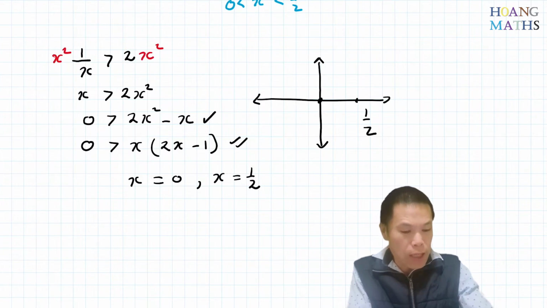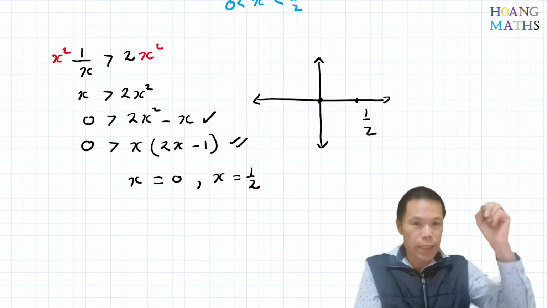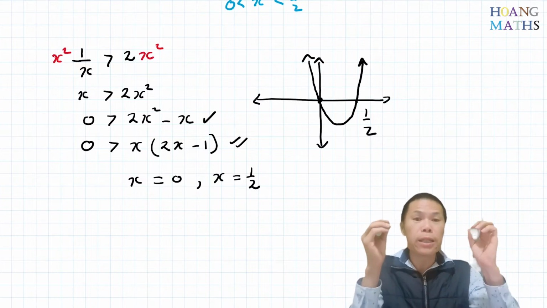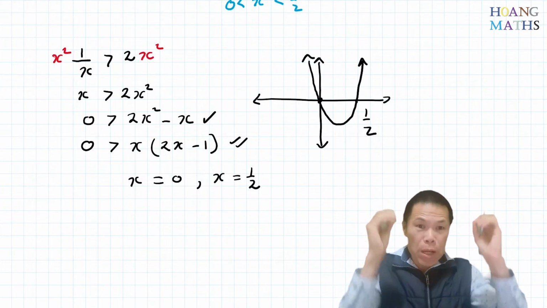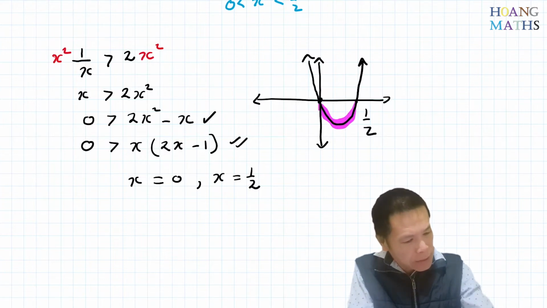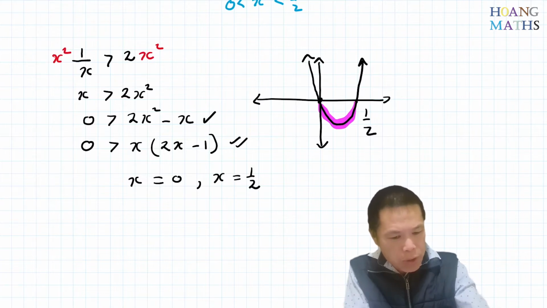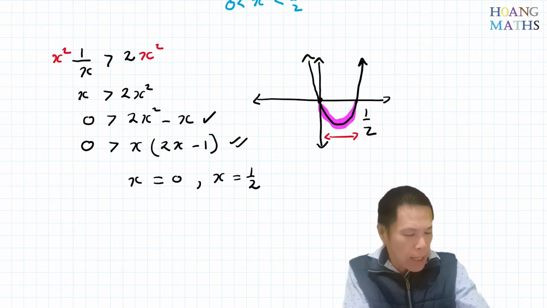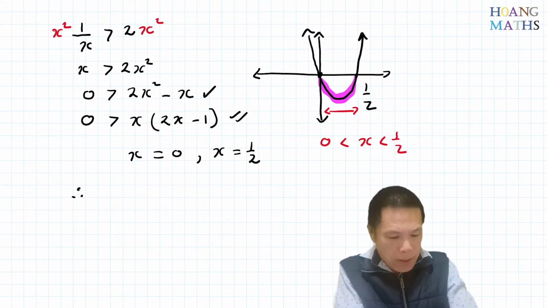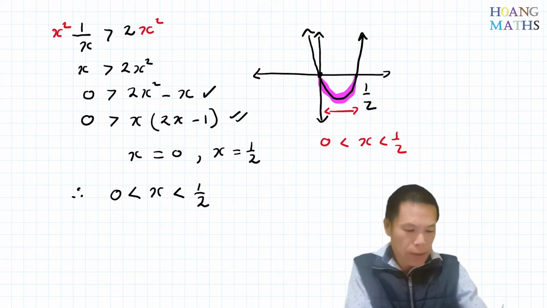Of course, this is the 2x squared, so the graph is upright. So just do a quick one. There you go. And we want 2x squared minus x below 0, less than 0. So therefore, underneath here, this part. There you go. So that means it's between 0 and 1/2. So that means 0 is less than x, which is less than 1/2. There you go. So let me just write the answer here. Therefore, x is greater than 0 and less than 1/2. There you go.